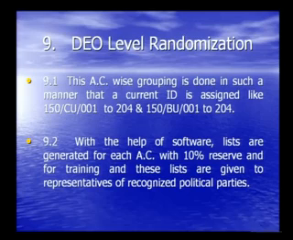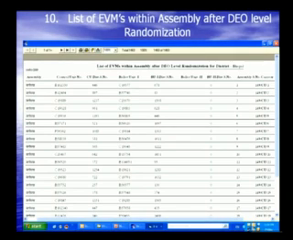When we are doing the first level randomization, we do it assembly wise. When doing this assembly wise, we put the number of reserve machines also inside it. With the help of the software, lists are generated for each AC with 10% reserve and for training, and these lists are given to the representatives of recognized political parties. This is the outcome of the software. Next, these show the assemblies. Say in the case of Bhopal, Berasia was the district and Berasia was the assembly.